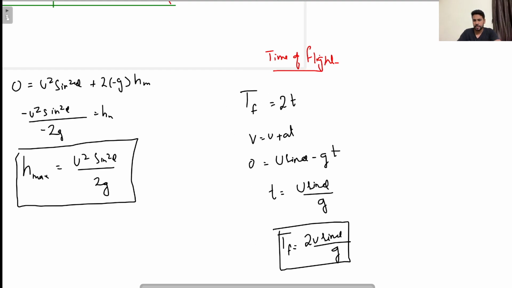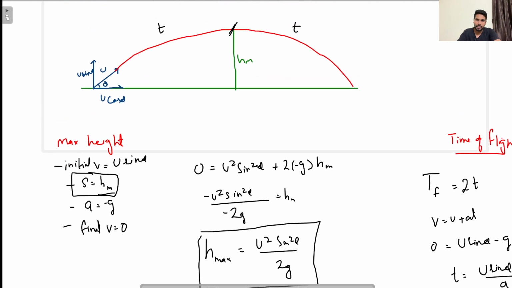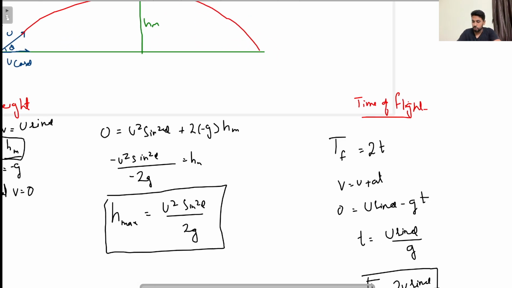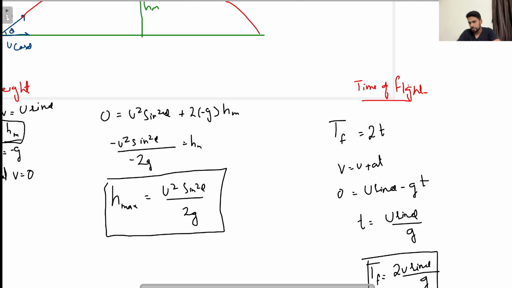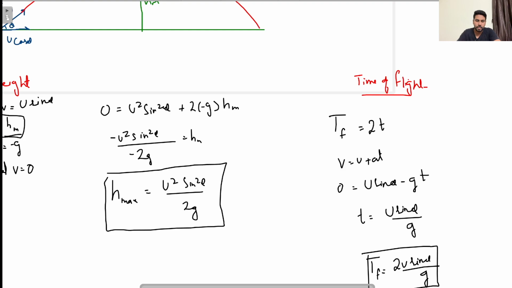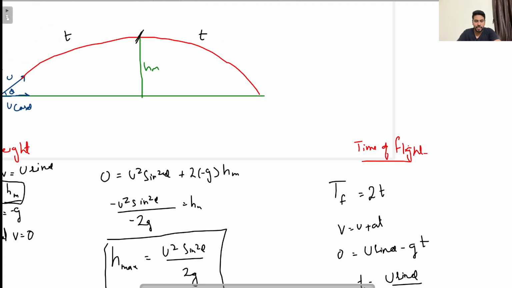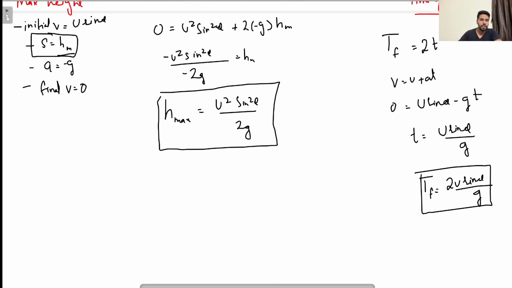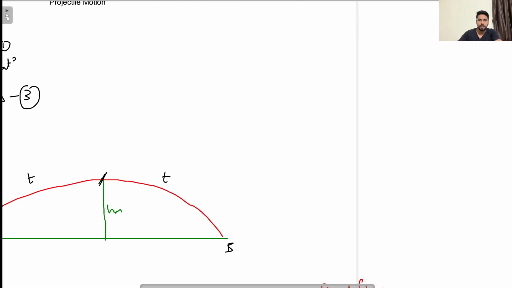Understood? I got my two things which are required. I got my maximum height attained by the projectile using the vertical component. I got my time of flight also using the vertical component. Now I want to find the range of projectile. This distance between A and B, that means how much horizontal range it covered, is called the range of projectile. I need to calculate the range of projectile.